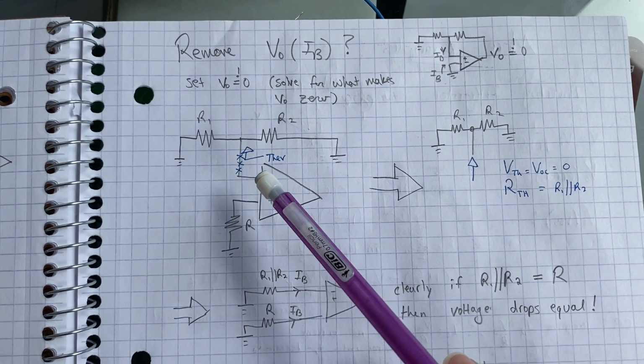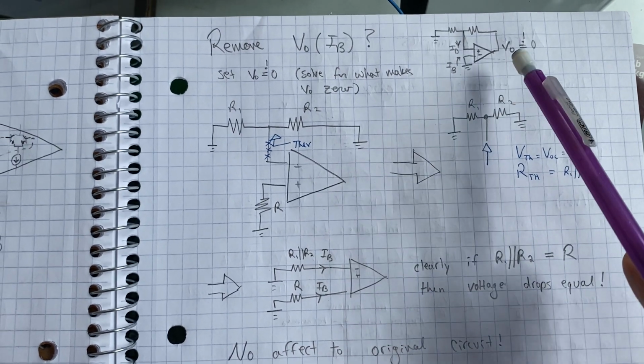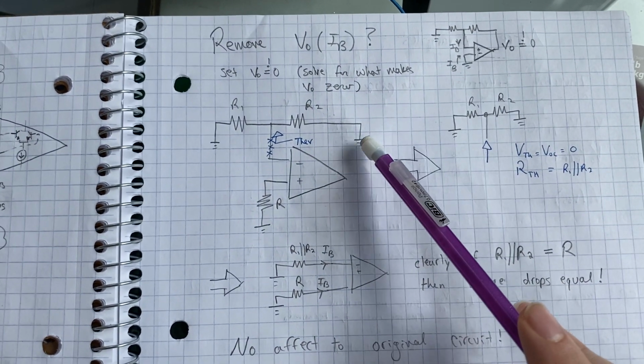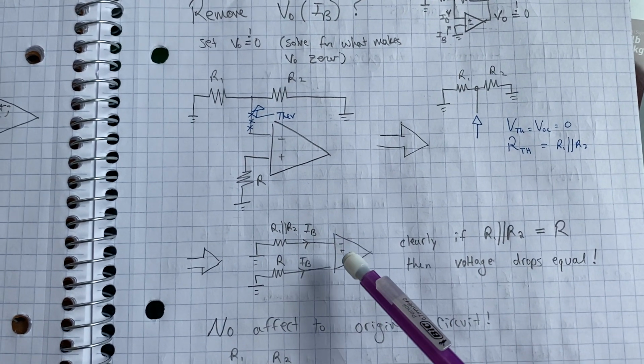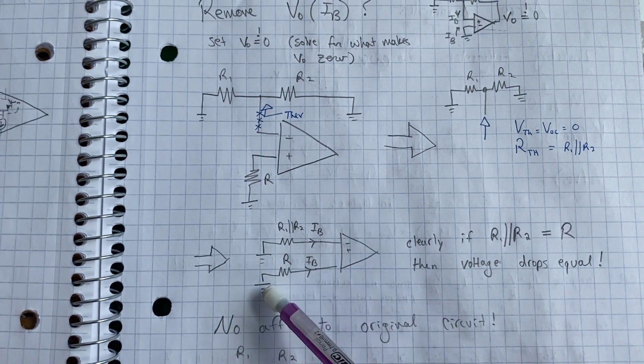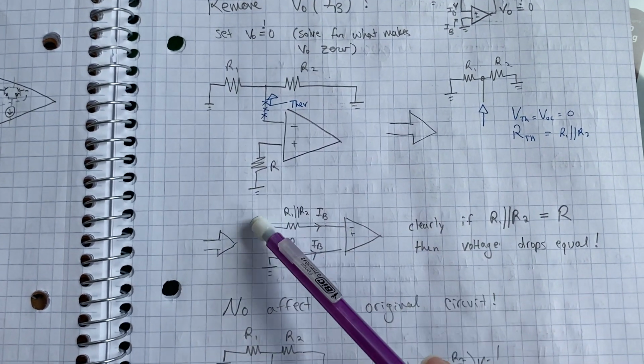Let's take a Thevenin equivalent for these two resistor values. Notice we shorted this terminal because we're solving for what makes V out 0, so we can treat this as a short. And now after we take the Thevenin, we see that we have some bias current entering from here and another bias current entering from here.